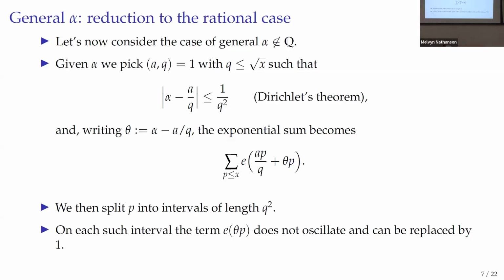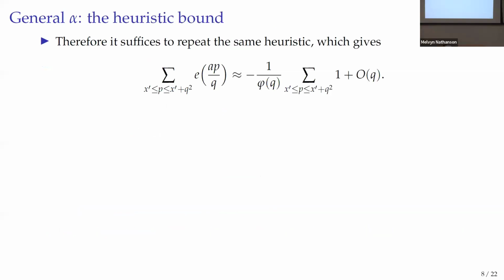So this theta is bounded by 1 over q squared. And what I'm going to do is just cut this into intervals of length q squared. And on each such interval, this does not oscillate, which means that I can apply my previous heuristic, but just on every short interval to see what I get. So let me actually do this. I'm going to take the sum and split it into intervals of length q squared, so that on each interval, this theta p is constant.